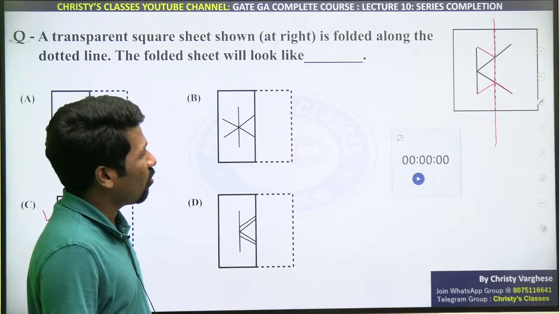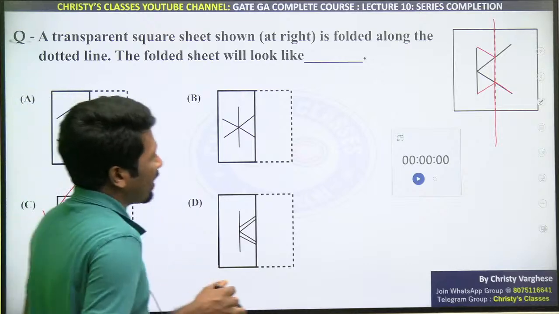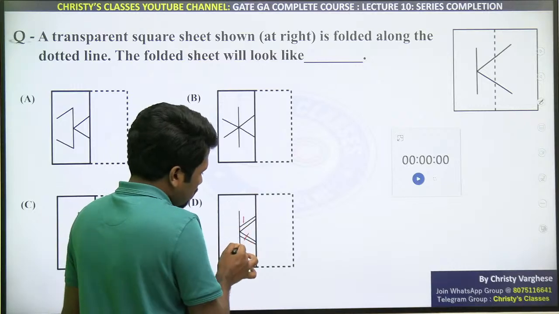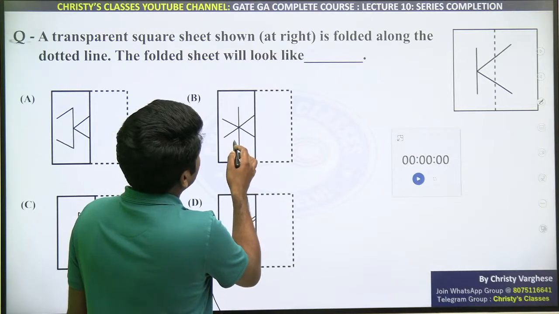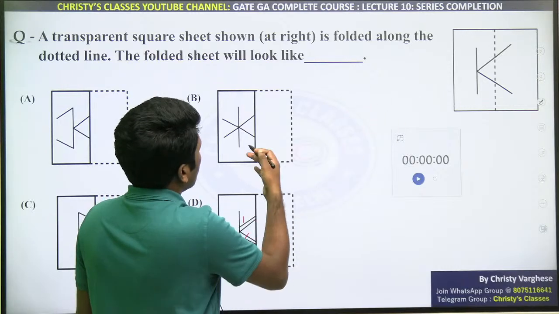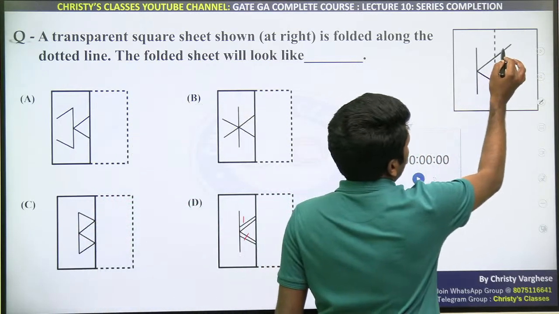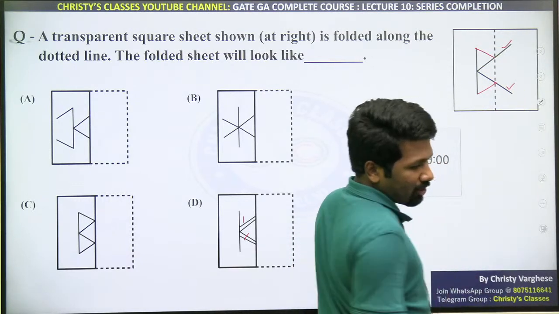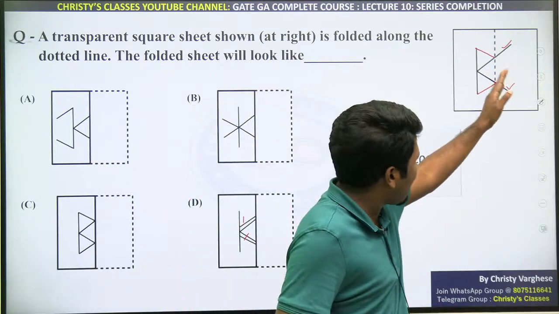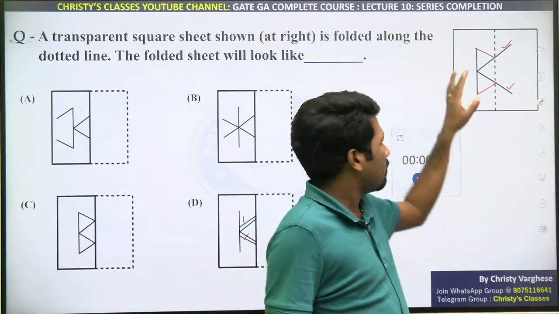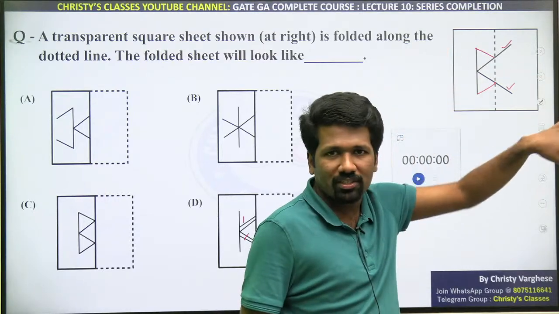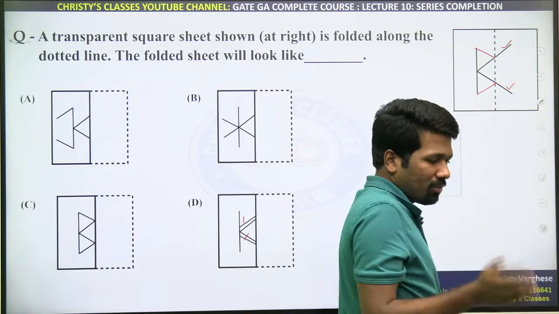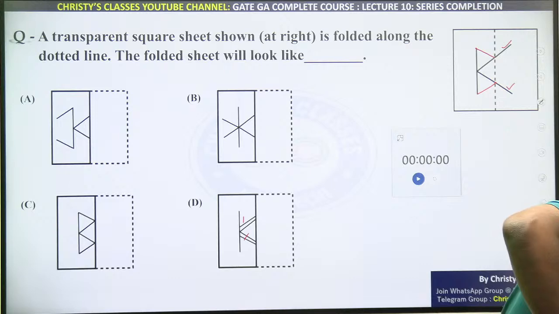Here extra lines are there. Already there are lines, how can it double or increase? That is impossible. That is a problem with this option. More lines are there here also, and it is not folded properly. The line here should have a corresponding line there, like a mirror image. The rest of the figure you are not folding otherwise. That is why it is not a proper mirror image. Only those two parts will be mirror images of the other side. Hope it is clear.